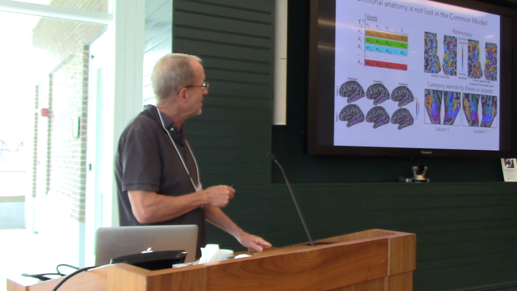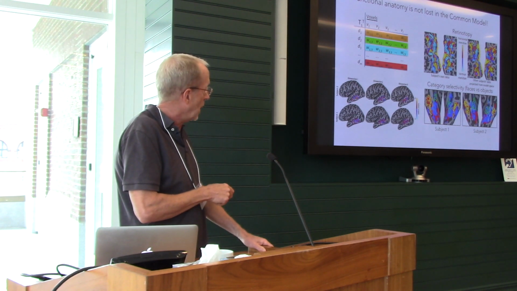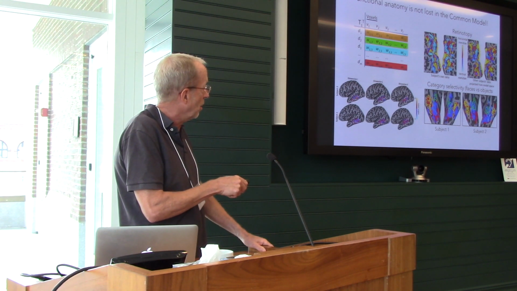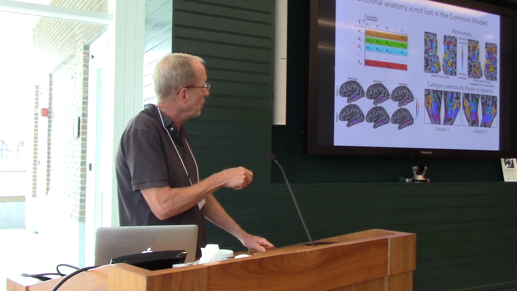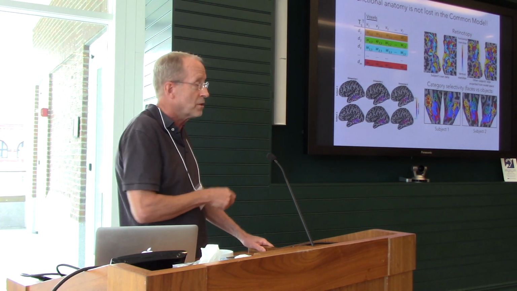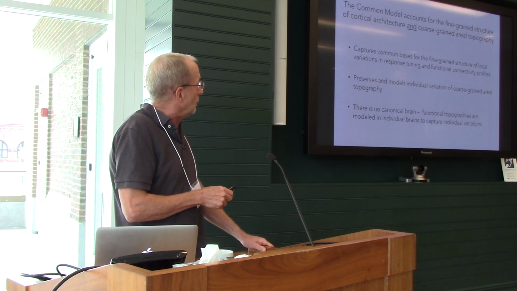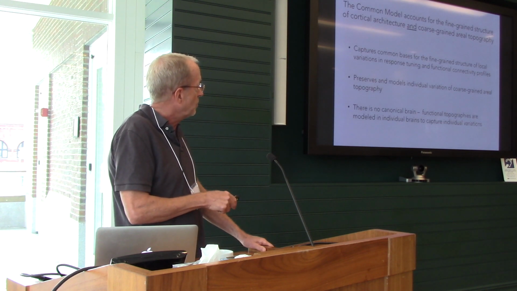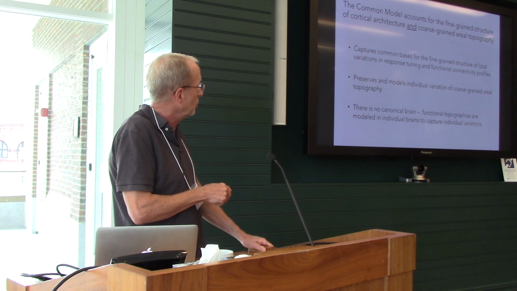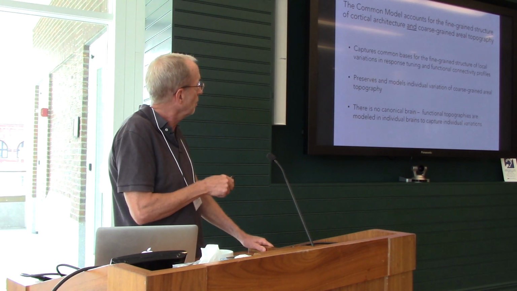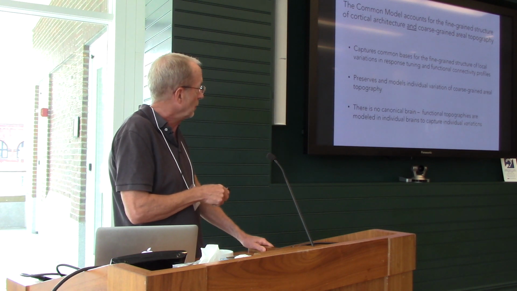So functional anatomy is not lost in the common model, okay? We have these topographic basis functions, shown down here, that let us model things like retinotopy or category selective areas, faces versus objects, et cetera. So it captures common bases for fine-grained structure, local variations of response tuning functions. It's capturing both fine-grained structure and coarse-grained areal topography.